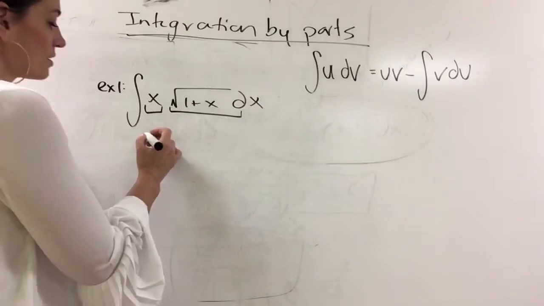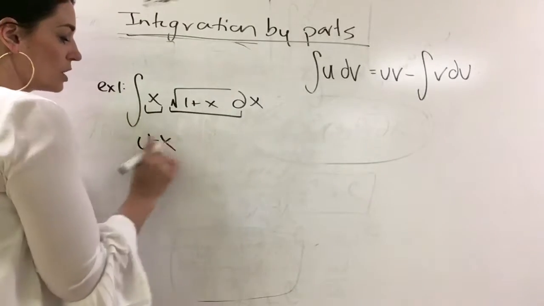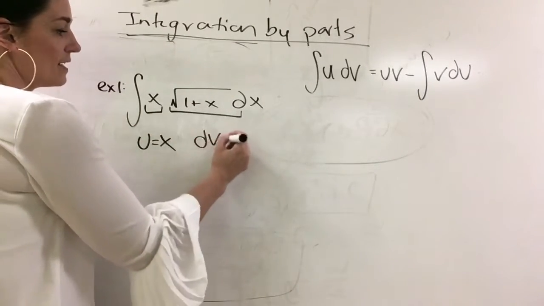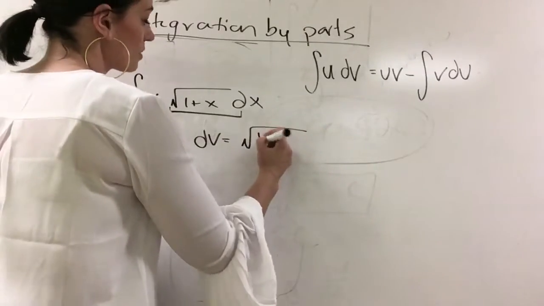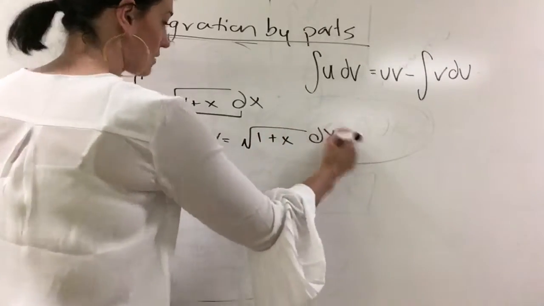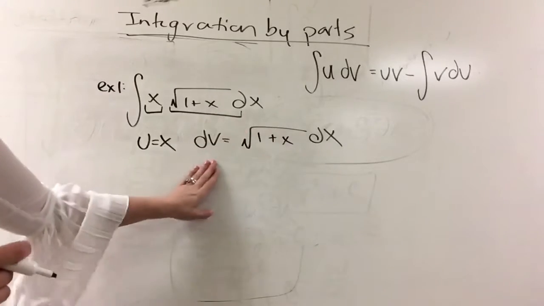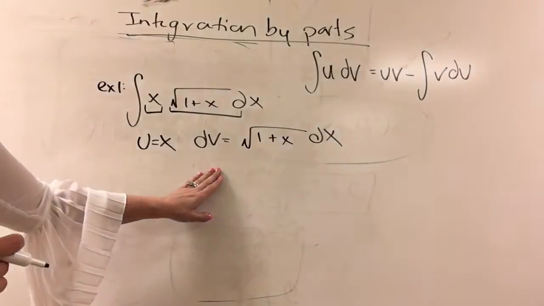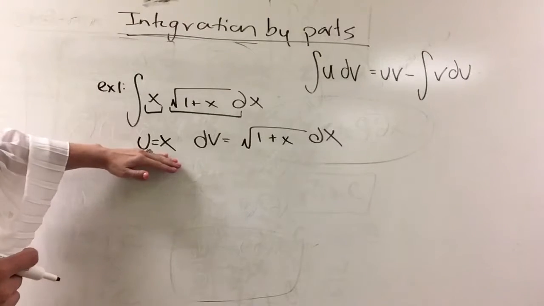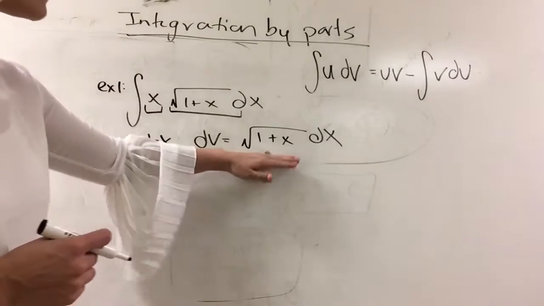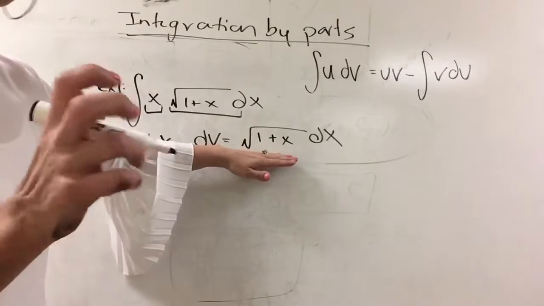Let's just try. If I'm just gonna randomly pick, I'm gonna pick u as x, and I'm gonna pick dv as the square root of 1 plus x dx, okay? So realize that whenever you pick the dv, the dx goes with him. He's his buddy. So basically you're saying this is a function, this is a derivative already.